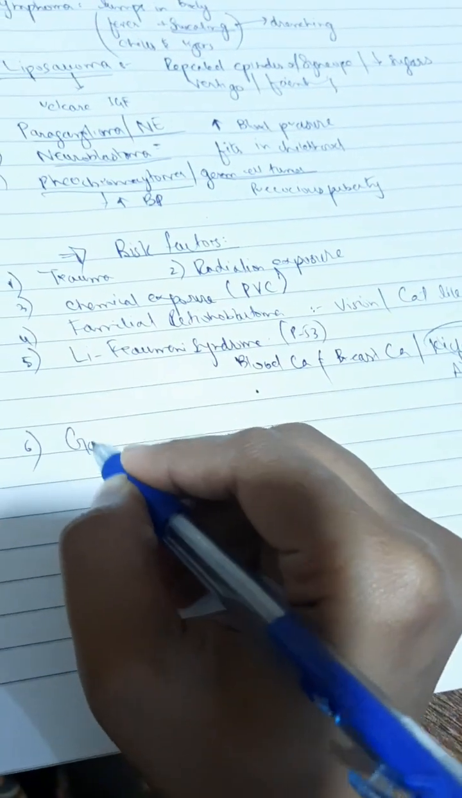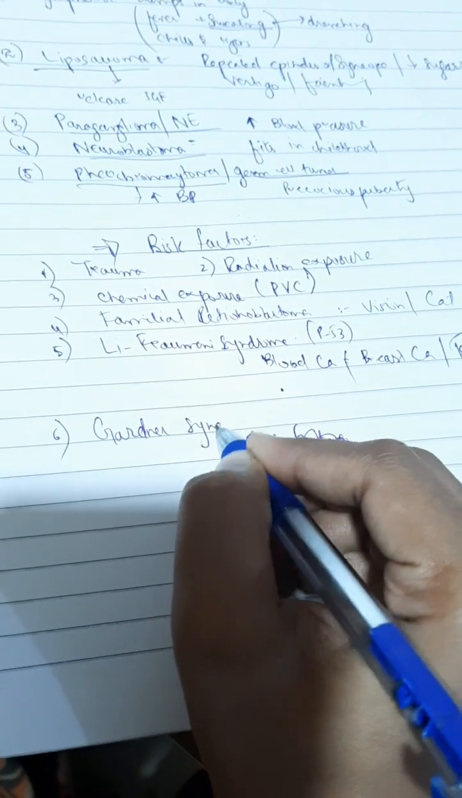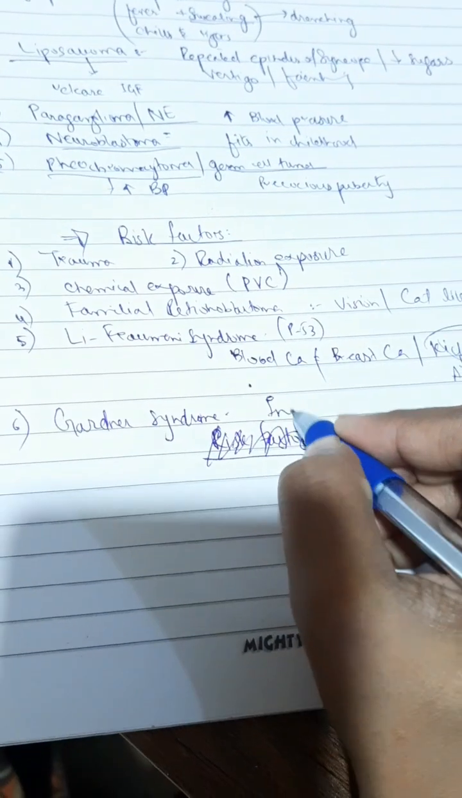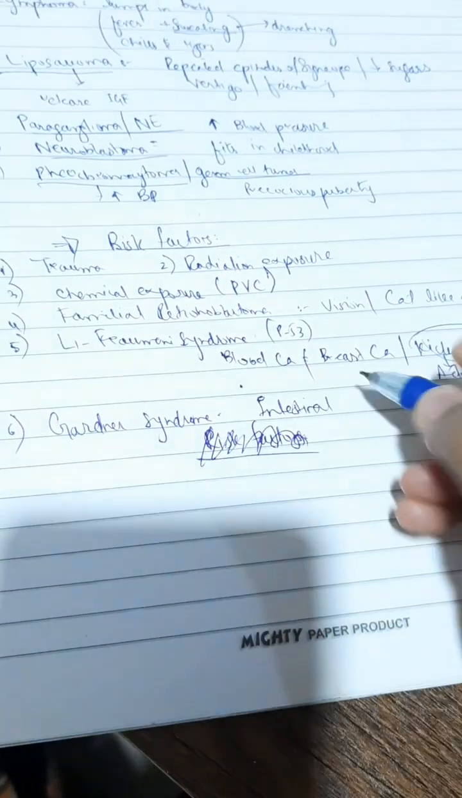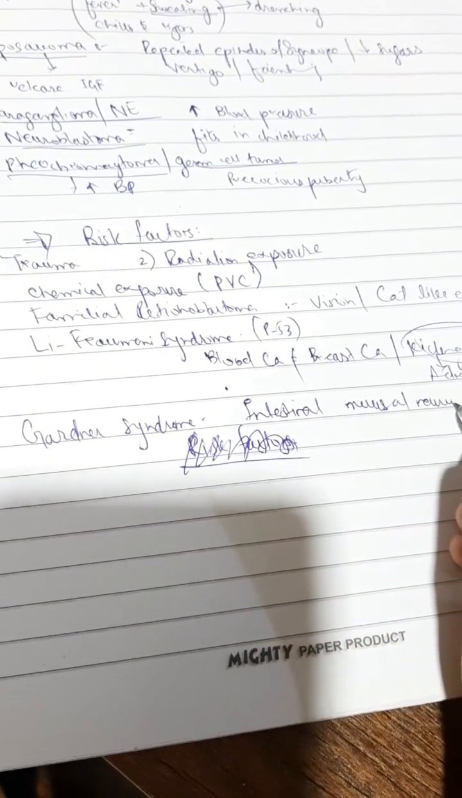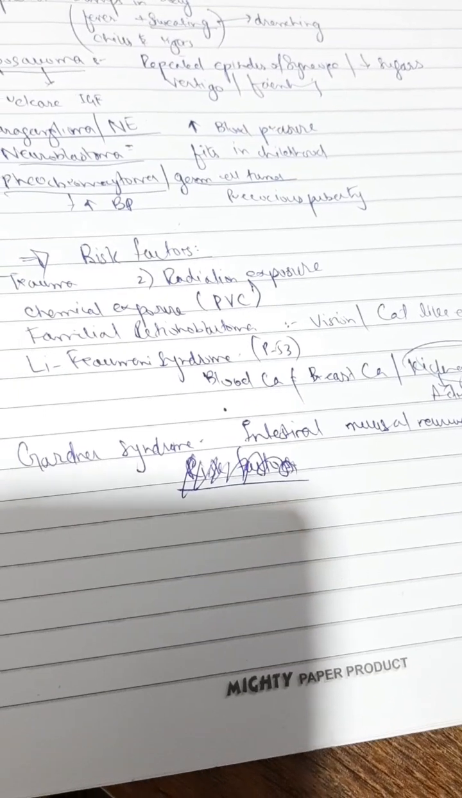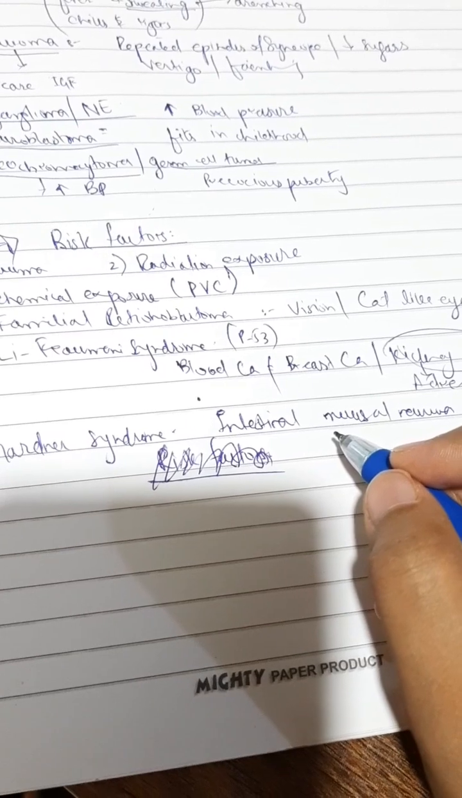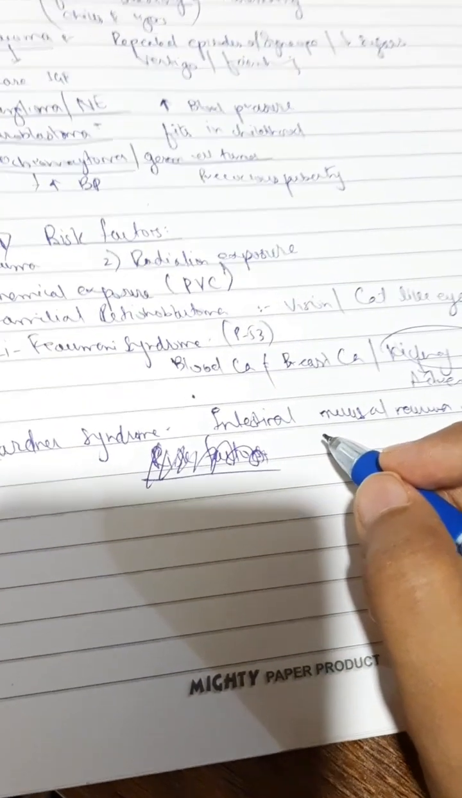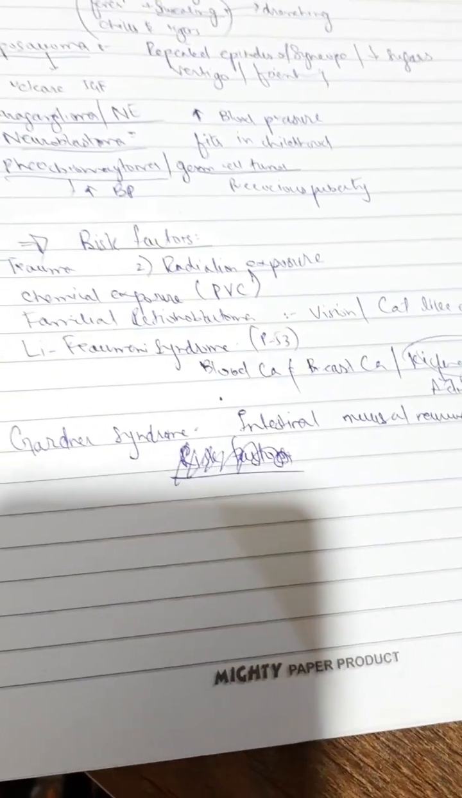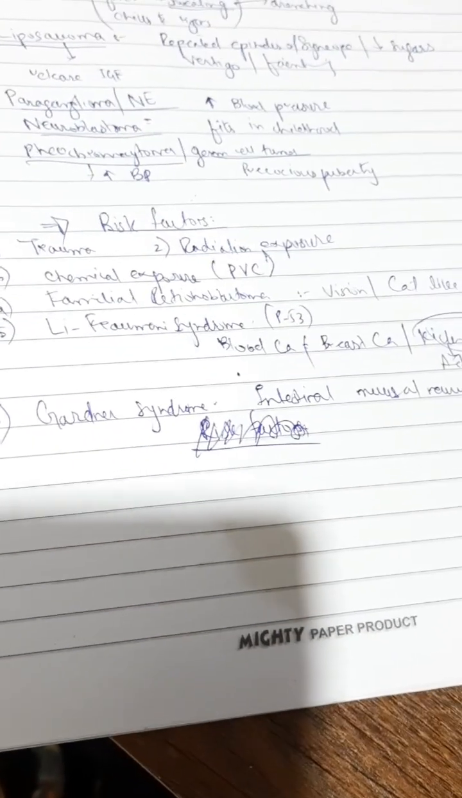Next would be about Gardner syndrome. So you ask about the intestinal mucosal neuromas, bleeding per rectum, and lumps in the body, so these are very important.